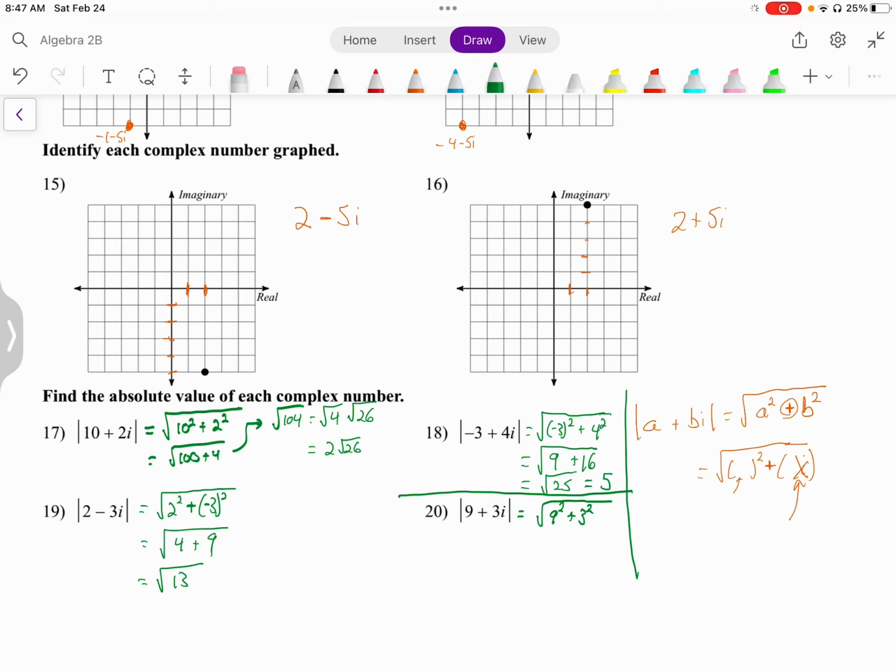We don't use the i. 9 squared is 81. 3 squared is 9. So we have the square root of 90. We need to simplify that if possible. Well, 9 definitely goes into 90. 9 is a perfect square. So this is the square root of 9 times the square root of 10. And the square root of 9 is 3. So we have 3 times the square root of 10 is the absolute value of 9 plus 3i.